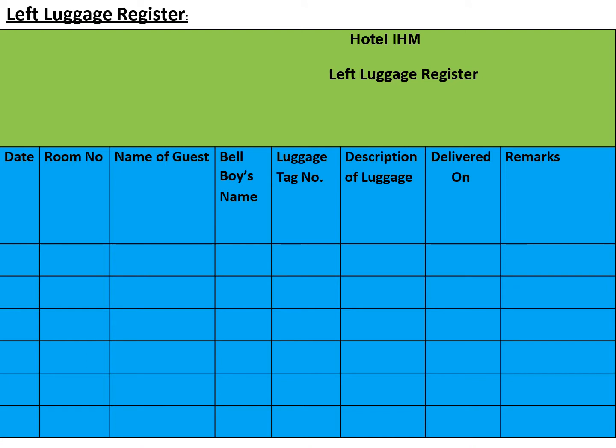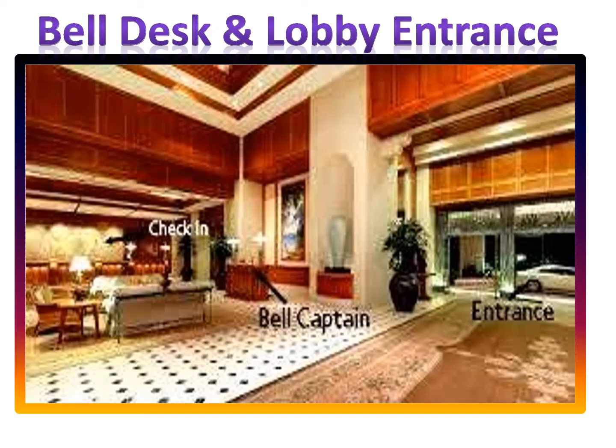This is the format for the left luggage register. Bell desk and lobby. This is the entrance of a hotel. On the left hand side is the bell desk and the right side is the hotel entrance.